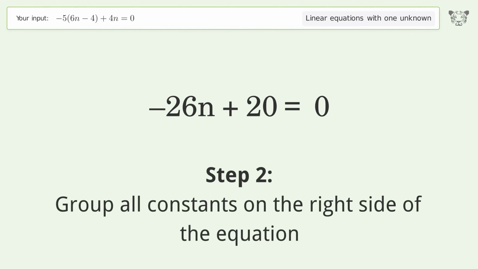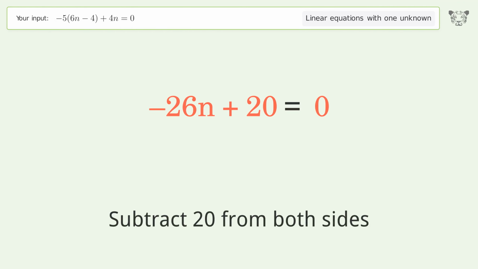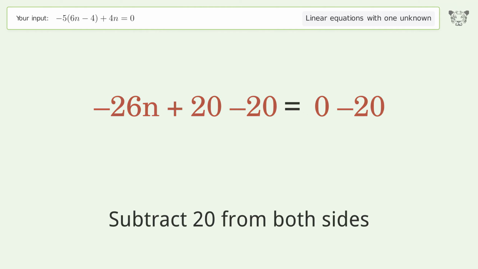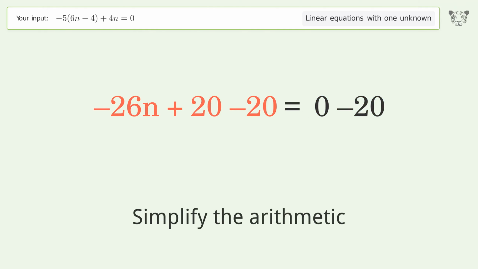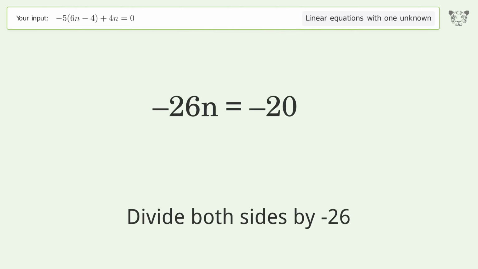Group all constants on the right side of the equation. Subtract 20 from both sides. Simplify the arithmetic. Isolate the n. Divide both sides by -26.